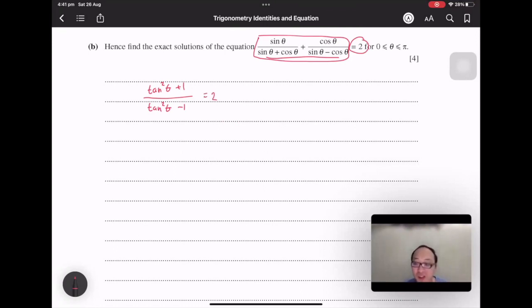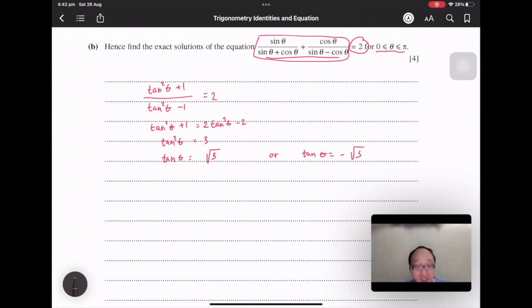Now we solve this and find the theta between 0 until pi. So I can cross multiply: tangent square theta plus 1 equals 2 tangent square theta minus 2. And then I can simplify. I have tangent square theta equals 3. So tangent theta will be square root of 3, or tangent theta will be negative square root of 3. Don't forget that this is plus and minus, yeah? When you have the tangent square theta, and then when you root it, you have the plus and minus, two possible answers.